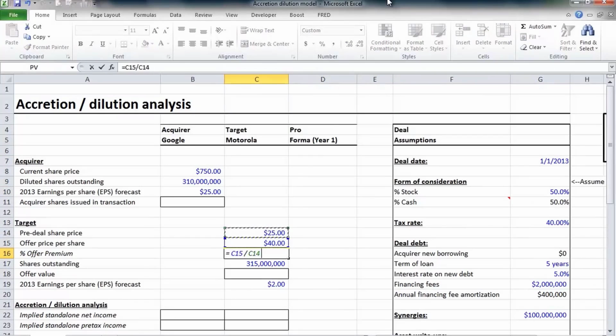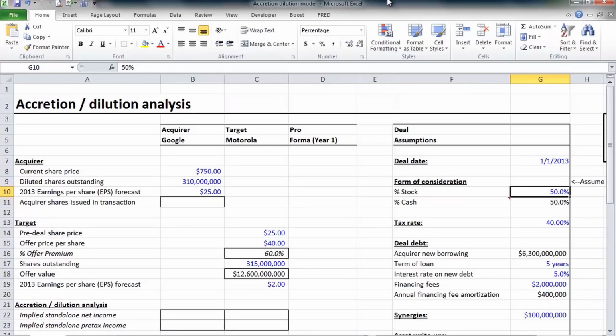So now we can go in and calculate the offer premium. It's a 60% premium to what Motorola was trading at prior to announcement. Of course, you must offer a premium typically to acquire control of a company in order to induce shareholders to sell to you. So 60% offer premium. And we can also calculate the total offer value. Google is going to pay $40 per share for every share that Motorola has outstanding. They have 315 million shares outstanding. So this is a $12.6 billion offer value.